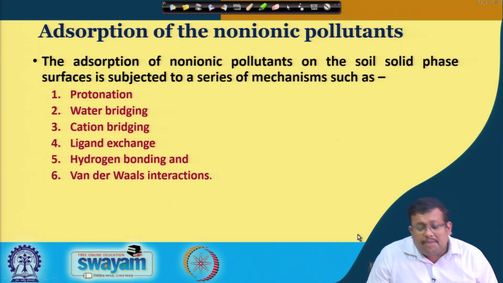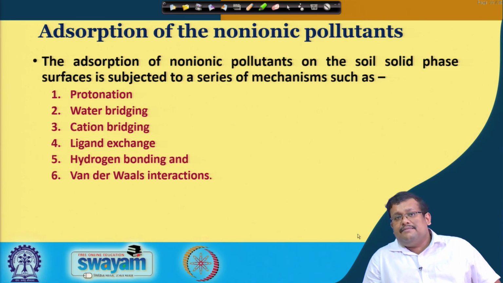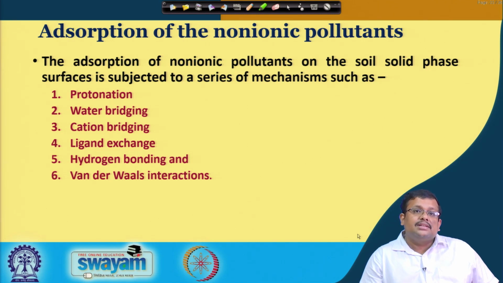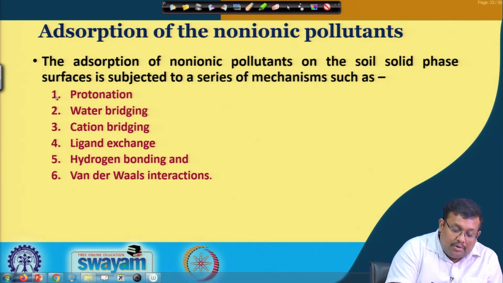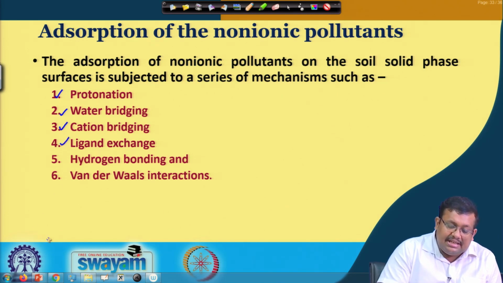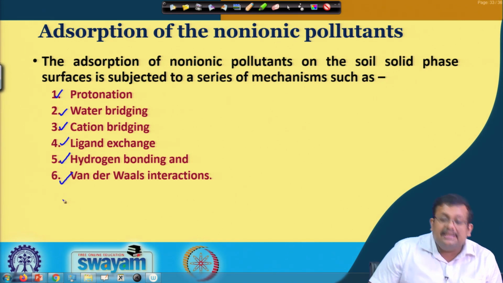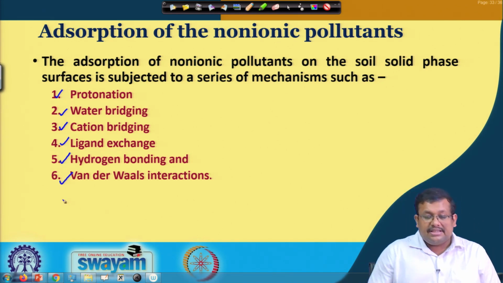So, we have discussed the adsorption of ionic pollutants. Now, we are going to discuss the adsorption of non-ionic pollutants. Remember that the adsorption of non-ionic pollutants on the soil solid phase surface is subject to a series of mechanisms. What are those mechanisms? The mechanisms are protonation, water bridging, cation bridging, ligand exchange, hydrogen bonding and van der Waals interaction. We are going to discuss them in the coming slides.